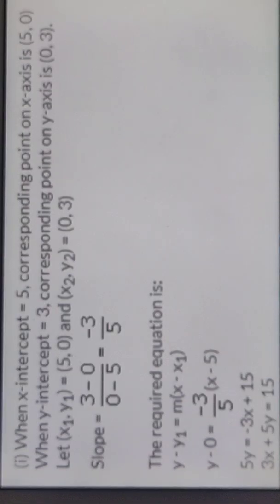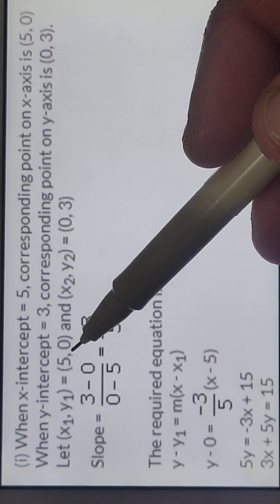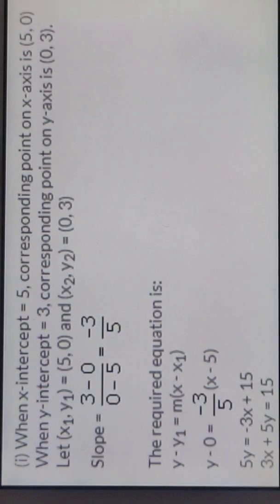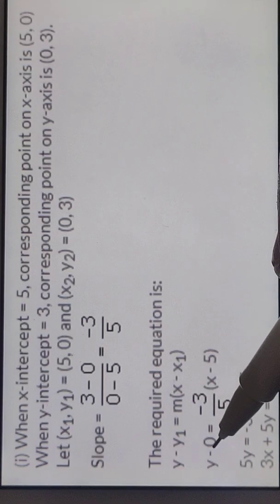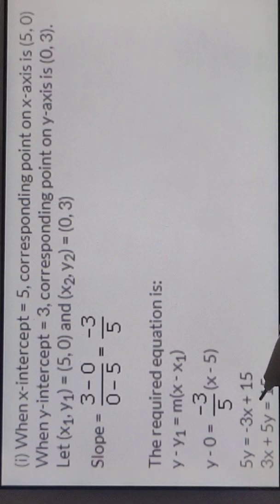So say for example, if I am taking this point and substituting in place of x1 and y1, so the required equation will be y minus y1. In place of y1 I am going to substitute 0 is equal to, slope value is given as minus 3 by 5, which we have calculated, into x minus 5, that is the value of x from here. So on cross multiplying, y minus 0 is y, on cross multiplying by 5 it will be 5y, is equal to minus 3 into x will be minus 3x, and minus 3 into minus 5 is plus 15.